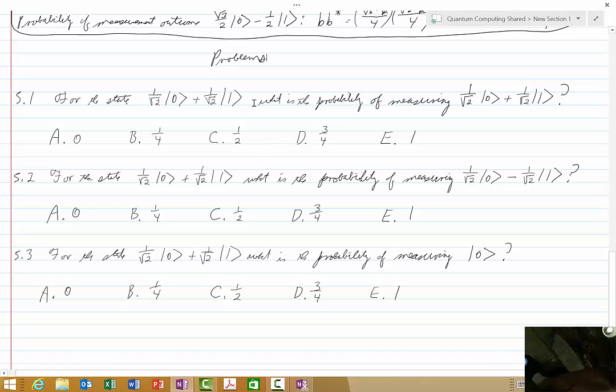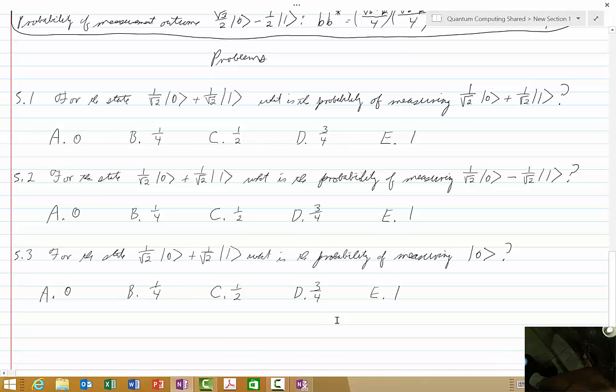In the first one, you're asked, what is the probability of measuring that state as 1 over square root of 2, 0 plus 1 over square root of 2, 1? What is the probability of measuring it as 1 over square root of 2, 0 minus 1 over square root of 2, 1? And what is the probability of measuring it as the 0 ket? So you have 3 different measurement outcomes. What is the probability of each of those measurement outcomes if the state being measured is 1 over square root of 2, 0 plus 1 over square root of 2, 1?